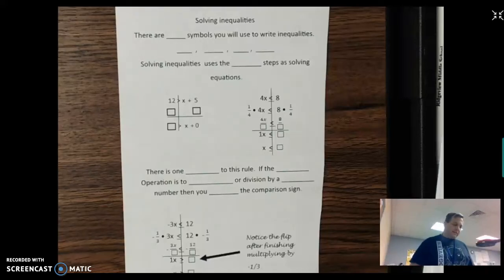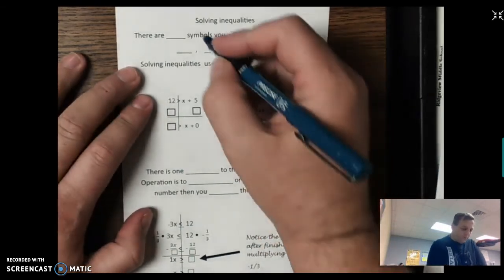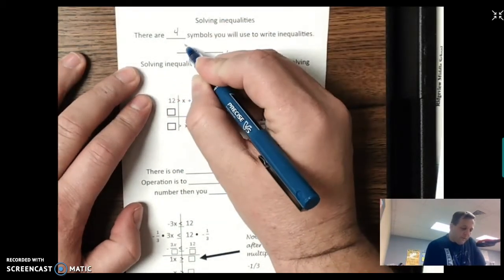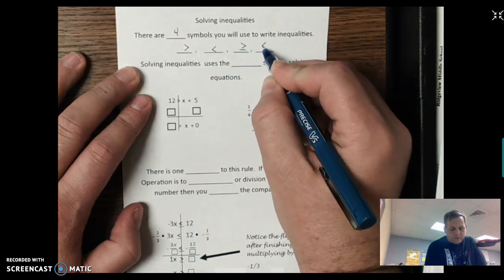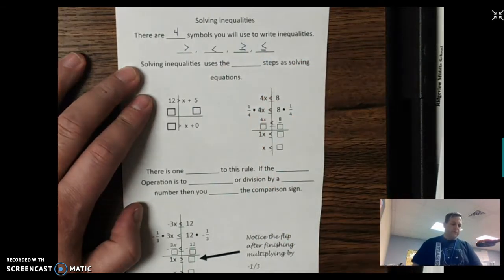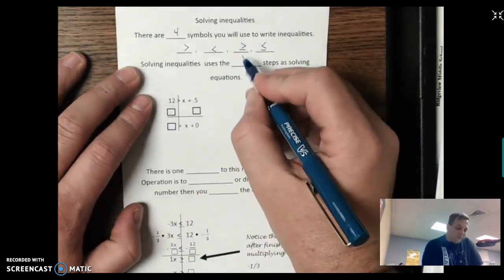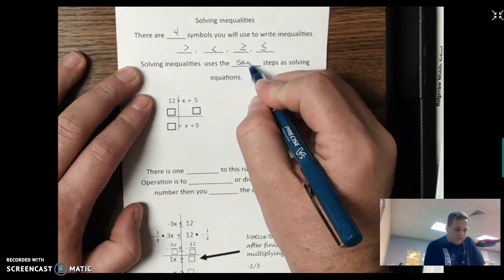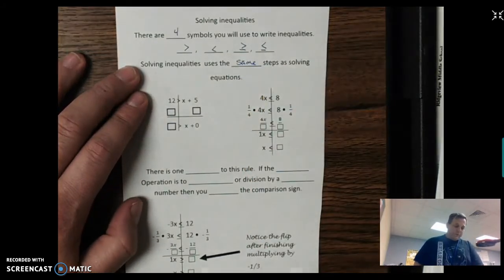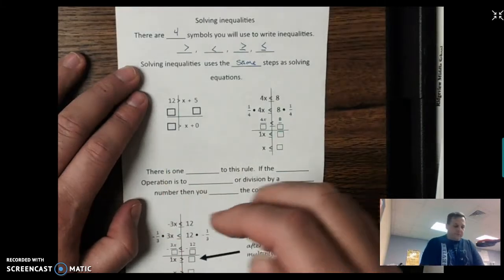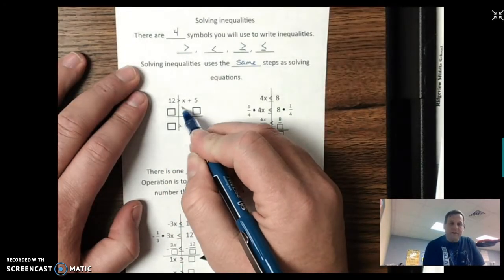Alright, last but not least, we are going to solve inequalities. Once again, there are 4 symbols you will use, and we all know what they are. Greater than, less than, greater than or equal to, and less than or equal to. Solving inequalities uses the same steps as solving equations. So it's not new. You just have to be careful to use the same sign.